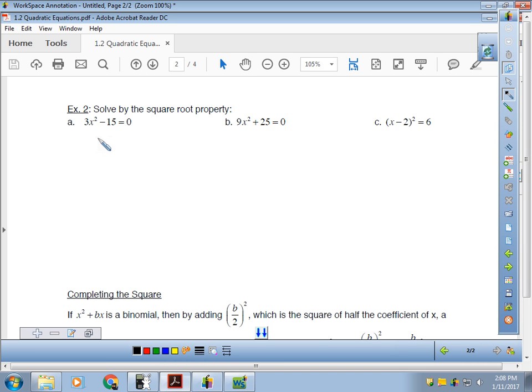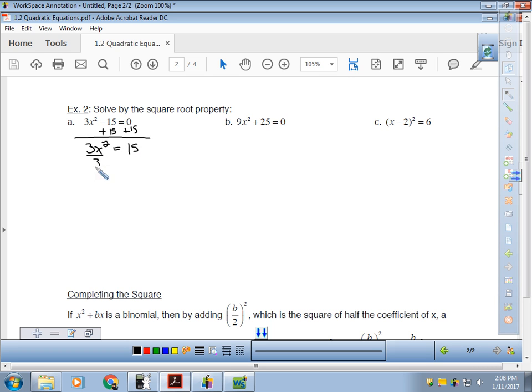So example 2 asks us to solve using the square root property. So 2a, we have 3x squared minus 15 equals 0. So the first thing we would want to do is add 15 on both sides. So plus 15 and plus 15. So I have 3x squared equals 0 plus 15 is 15. And I would divide both sides by 3. And so I get x squared equals 15 divided by 3 is 5.